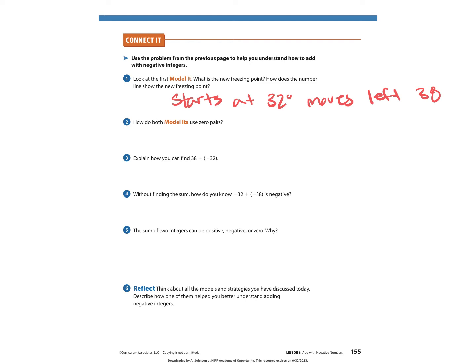The model with the zero pairs, it's showing you the same thing, but it pulled out the 32 negatives, and then it left you with those 6 negatives because it showed you the zero pairs in terms of positive and negative, not with the integer chips.